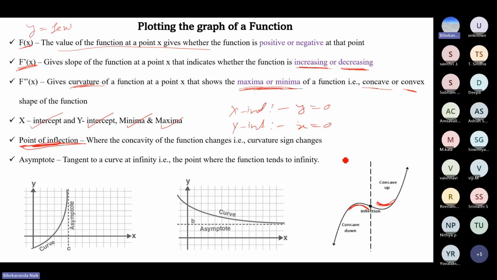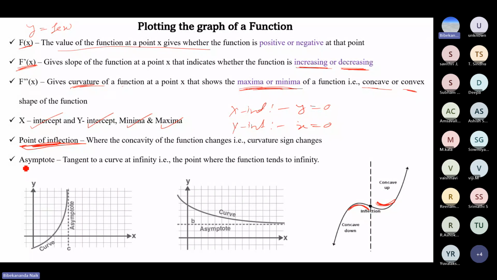If the double derivative is positive, it has a concave up shape. If the double derivative is negative, it has a concave down or convex shape. But when it is 0, then that point is called the point of inflection.